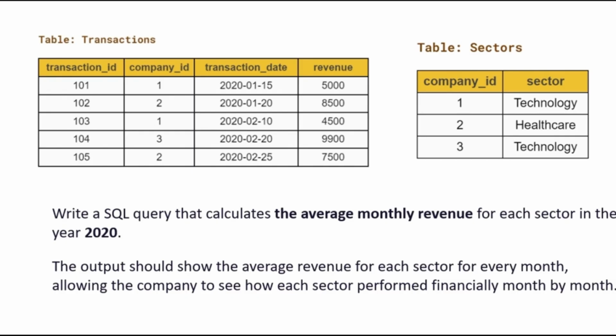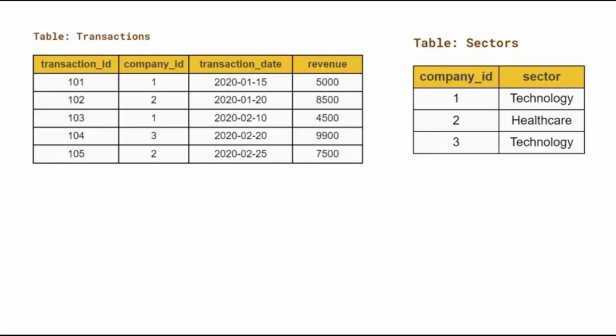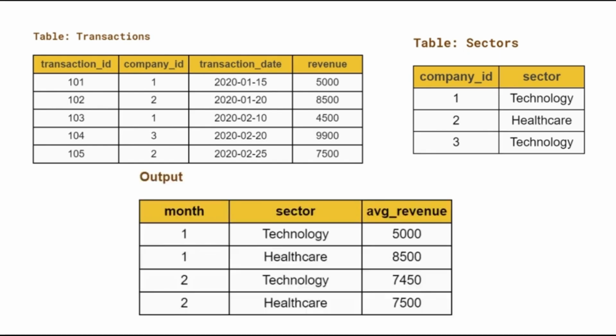So let's take a look at the input table and the output table. These two are your input tables, the transactions table and the sectors table. And this is your output table, which has columns like month, sector, and the average revenue for that particular month and sector combination. Let's see how this output has come up from these input tables. For the transaction date, we can see that there are 2 months, January 2020 and February 2020.